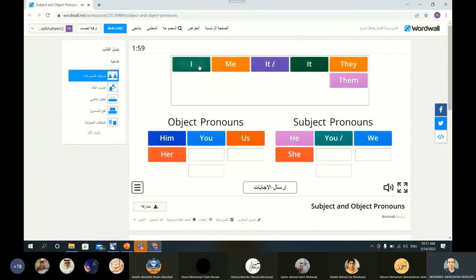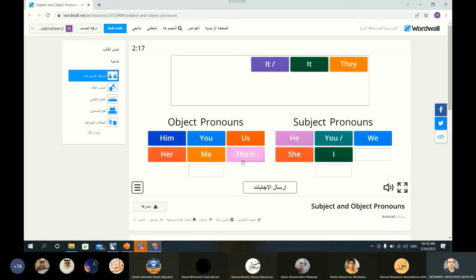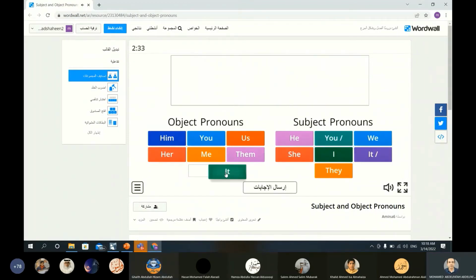I. Subject pronoun. What is the object pronoun of the subject pronoun I? Me. Me, excellent. Them. Object pronoun. What is the subject pronoun of the object pronoun them? They. They, good. It. Object or subject? Yeah, it is the subject pronoun and at the same time, it is the object pronoun. Good. Bravo, students.